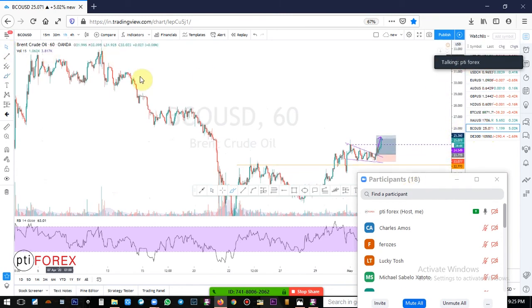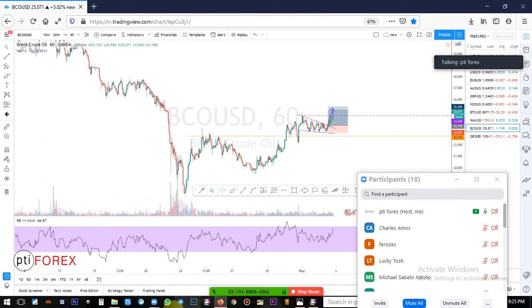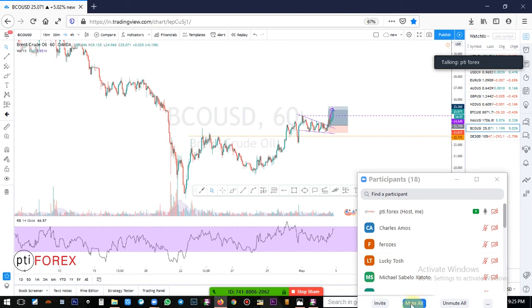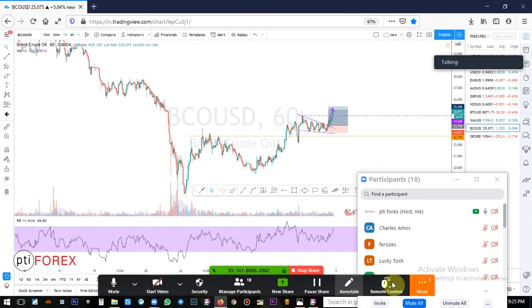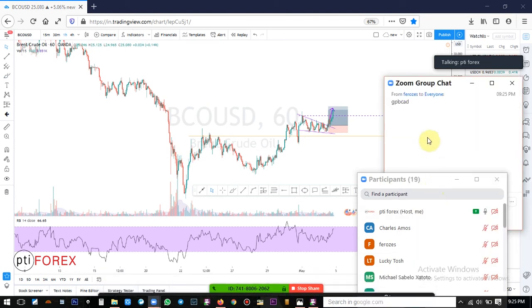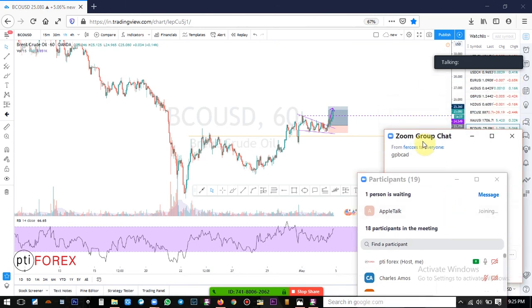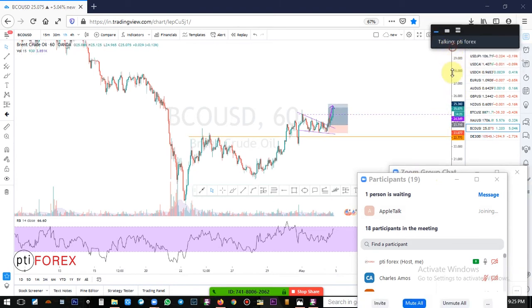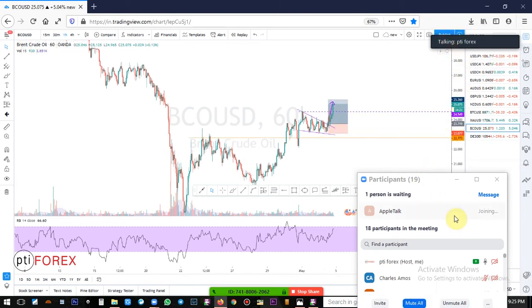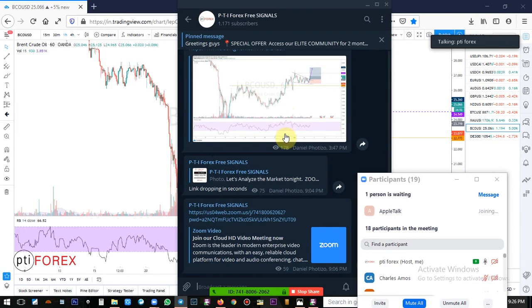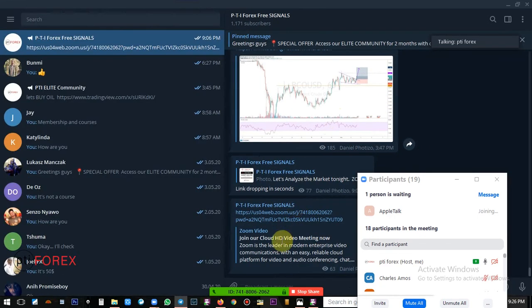this oil trade, it is the trade that I posted on our Alight community, or I think I even posted it on the public group. I think I posted it on the free group, this oil trade. So now it is very interesting the way it is behaving. It is just behaving the way I analyzed it and the way I anticipated it. So I'm really excited about this move.